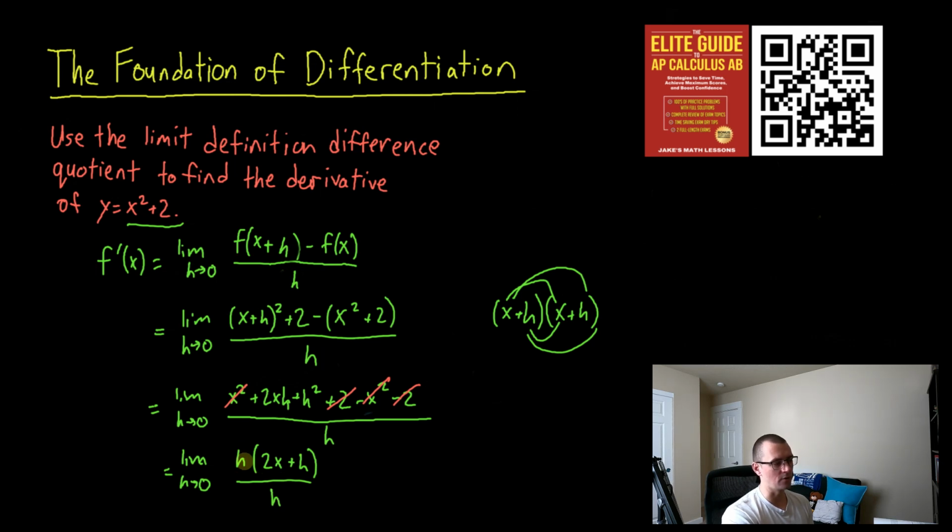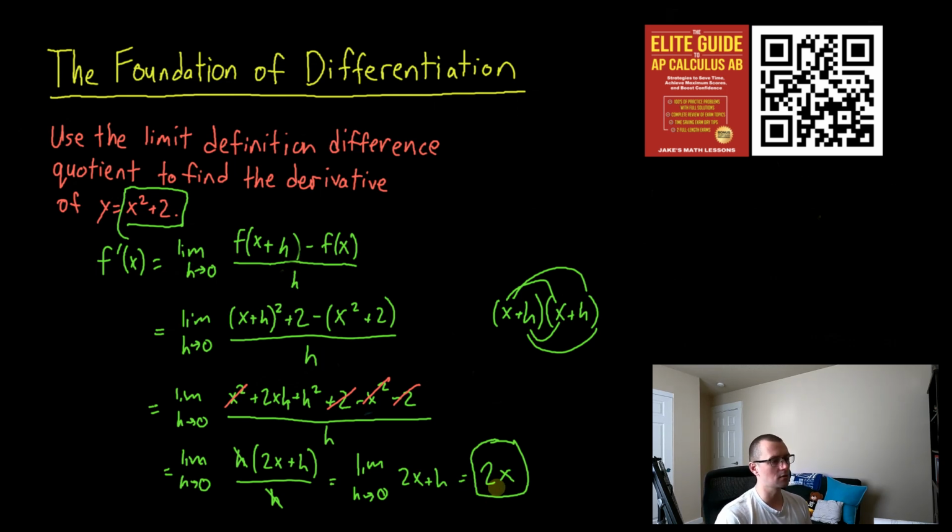And now you see that we have h times a bunch of stuff on the numerator, all divided by h. The h's are going to cancel, and we're just going to have the limit as h goes to 0 of 2x plus h. So now in this case, we can actually just go ahead and plug 0 in for h, and that will just give us 2x. So this is going to be the derivative of x squared plus 2, based on using this limit definition.